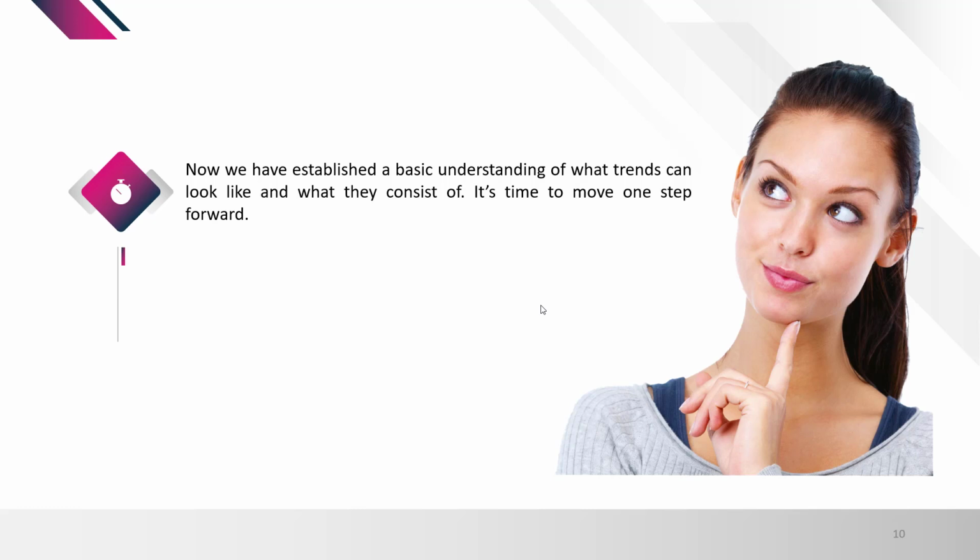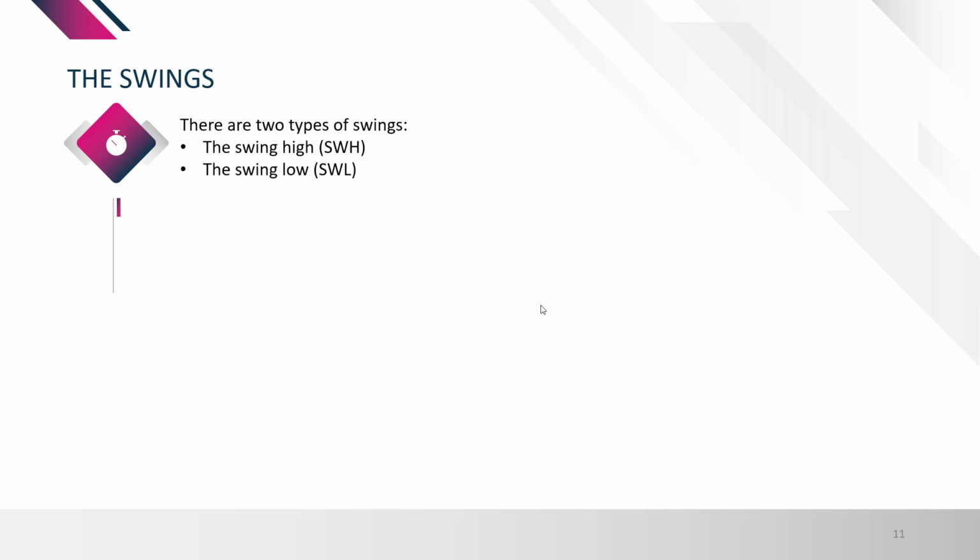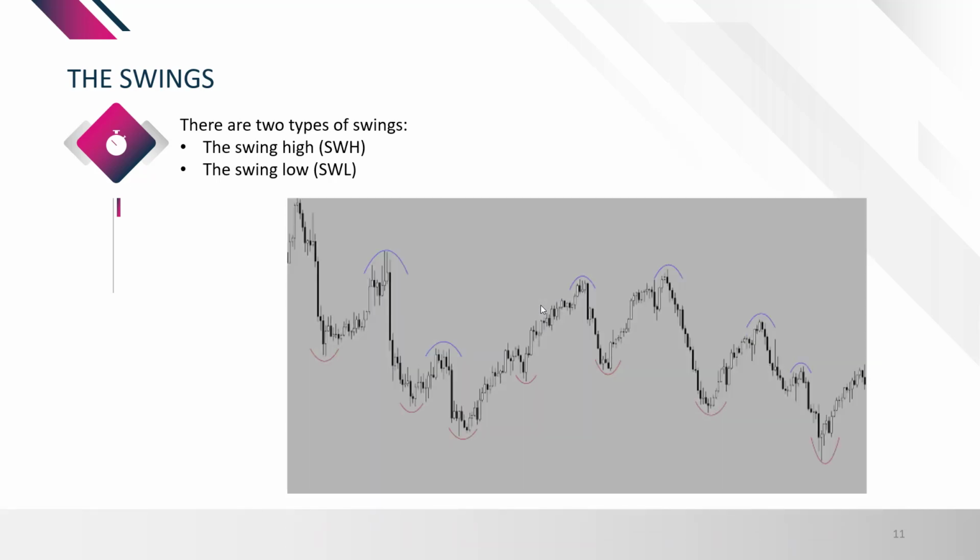Now we've established a basic understanding of what trends can look like and what they consist of. It's time to move one step forward: the swings. There are two types of swings. We've got the swing high and we've got the swing low. On the illustration below, you can clearly see: swing low, swing high, swing high, swing low, swing low.